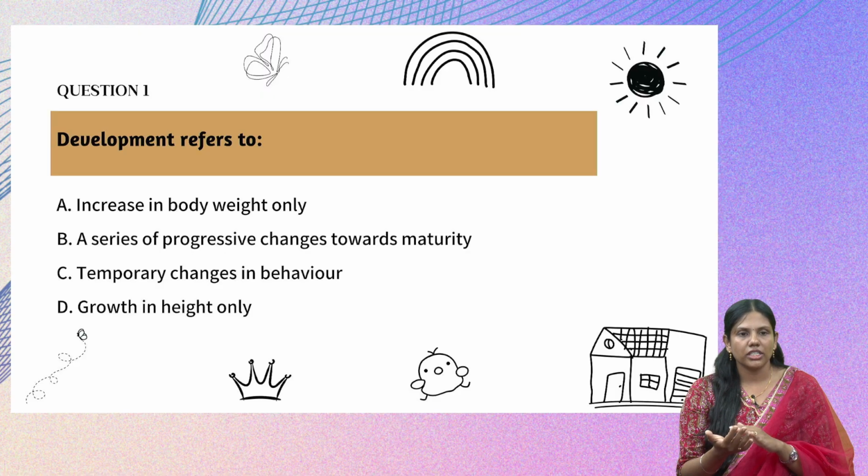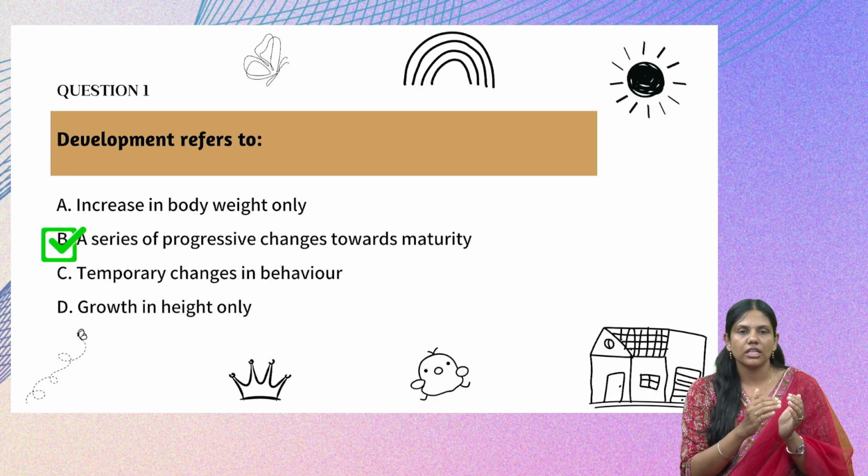And temporary changes in the behavior. So this may not be the right option because they are saying it is very temporary changes in the behavior. But if you see option B, a series of progressive changes towards the maturity. As we have already seen, development means a change from the growth to the maturity. So that is the correct answer for this question.